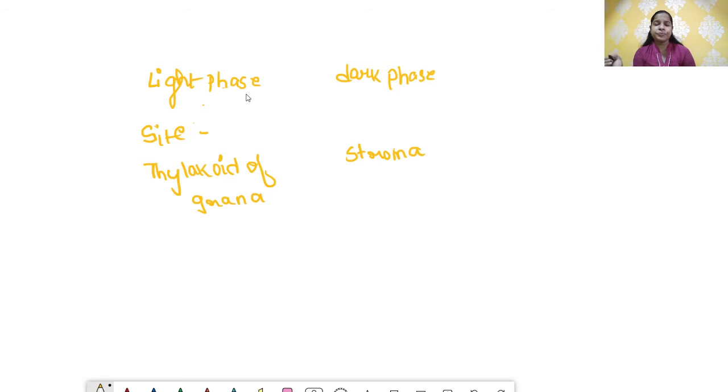The second difference, which we have already seen from the name of the phase, is that one needs light. The second has no need of light.